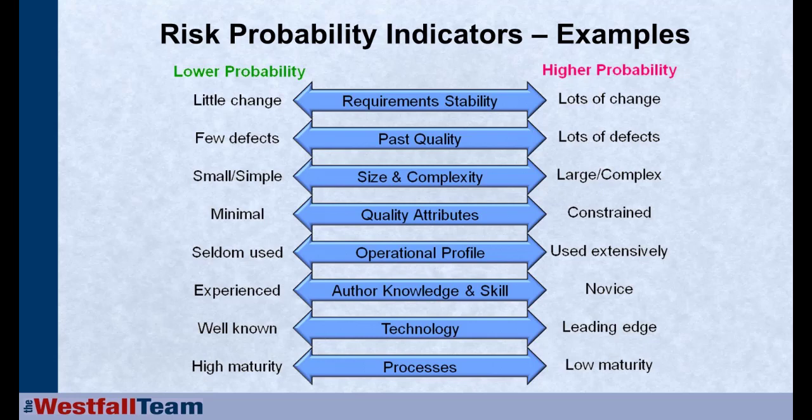If the particular component or that particular piece of code has changed over and over and over again over time, these are areas where we may want to focus our V&V attention. What we're trying to do with looking at these probability indicators is focus our limited V&V resources, because we never have enough time to test it all.